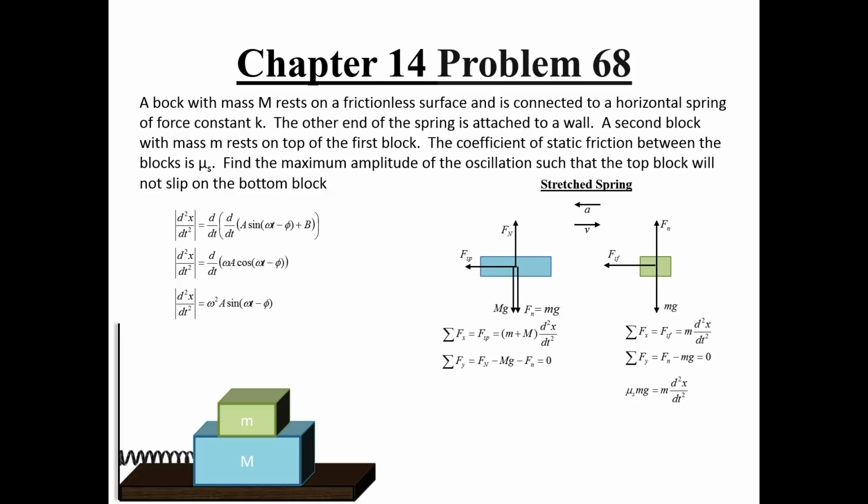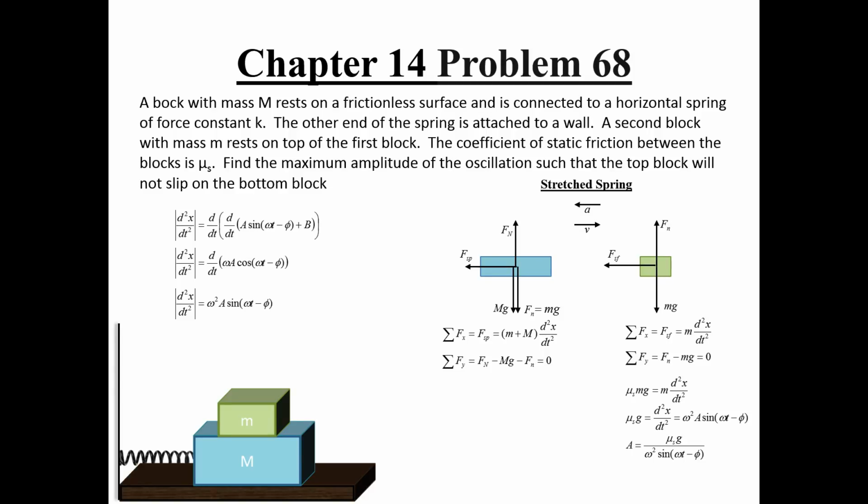So now that we have our expression for the acceleration, we can continue where we left off. Substituting the expression for the acceleration into our equation of motion for the top block in the x direction gives that the coefficient of static friction multiplied by the acceleration due to gravity is equal to the acceleration of our system. We can go ahead and solve for a, but it's clear that we aren't done yet since we don't have the values for omega, t, or phi.